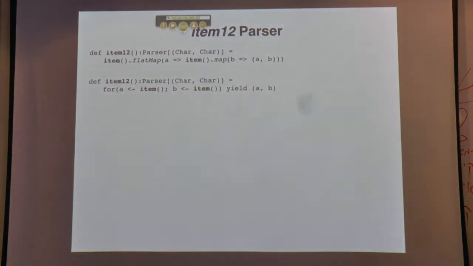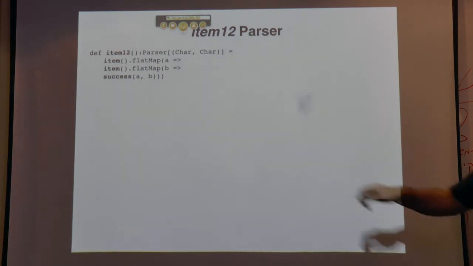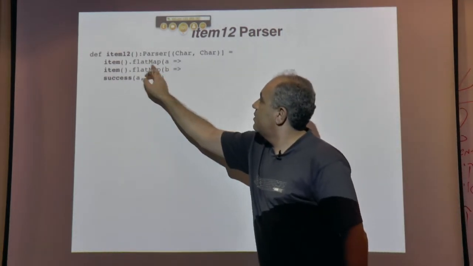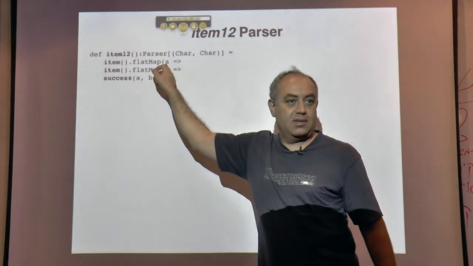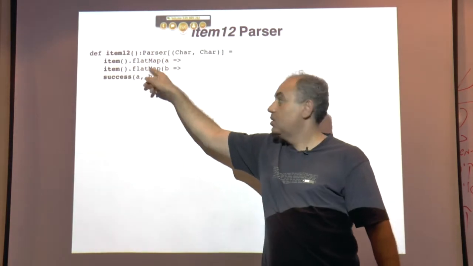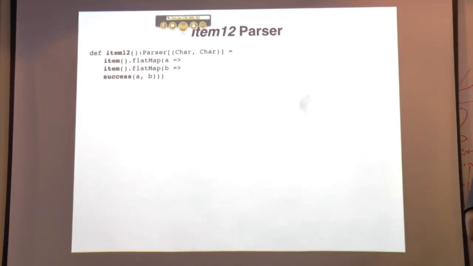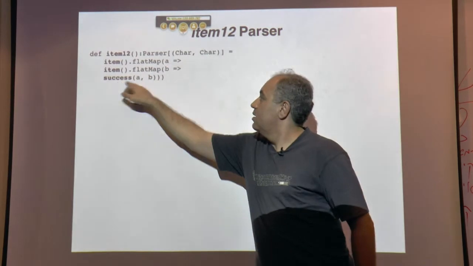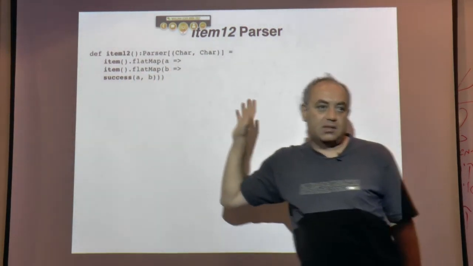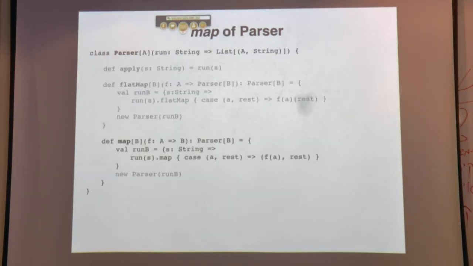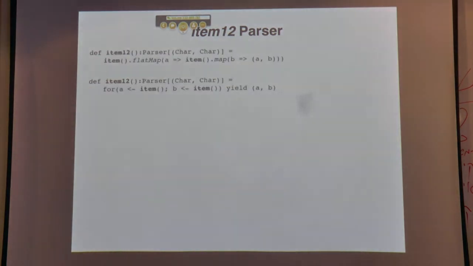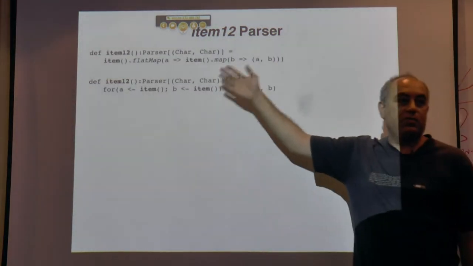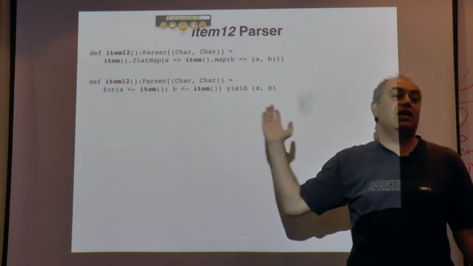By the way, did you notice that this one is just a map? So flat map, okay, it's just a map. You can always replace this construct with a map. And if you have a map, you can always replace it with a for comprehension, and it looks nicer.